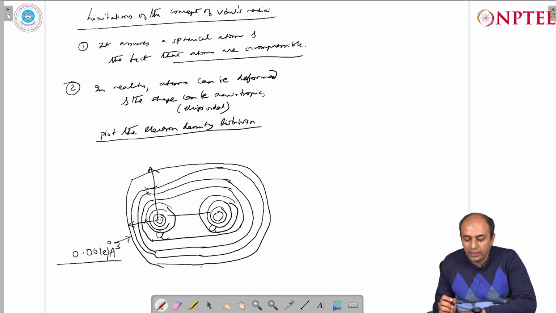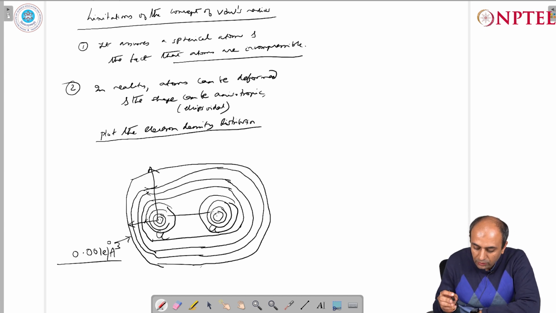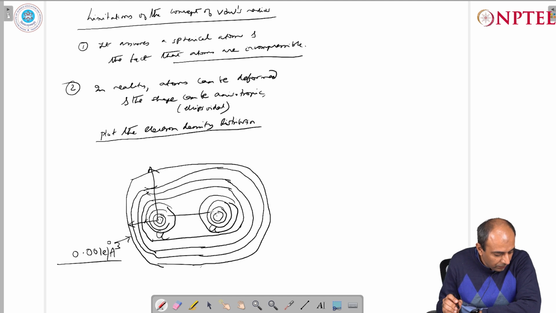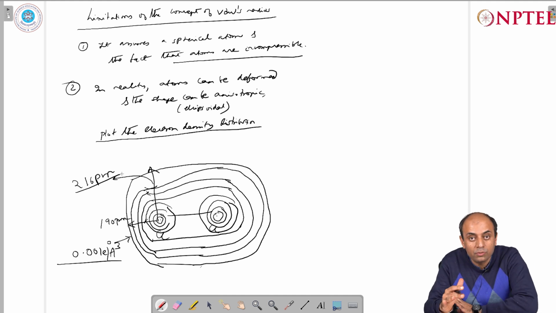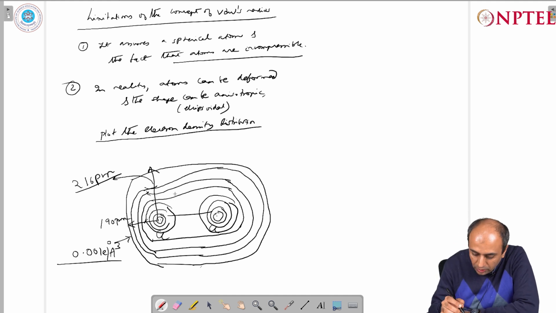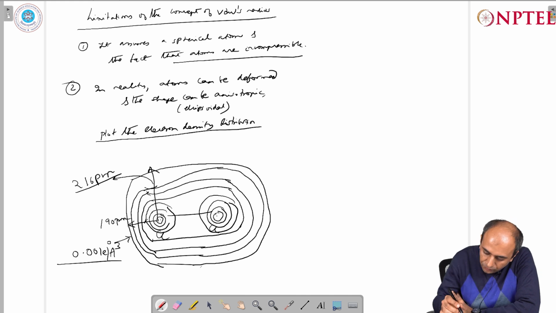I have plotted the electron density distribution, and you can see here that there are two sets of radii. This particular distance from the nucleus to the outer electron density contour is 190 picometer, whereas this is 216 picometer. So right away you can see that the electron density distribution is anisotropic. It is not really spherical. Spherical is the average one.